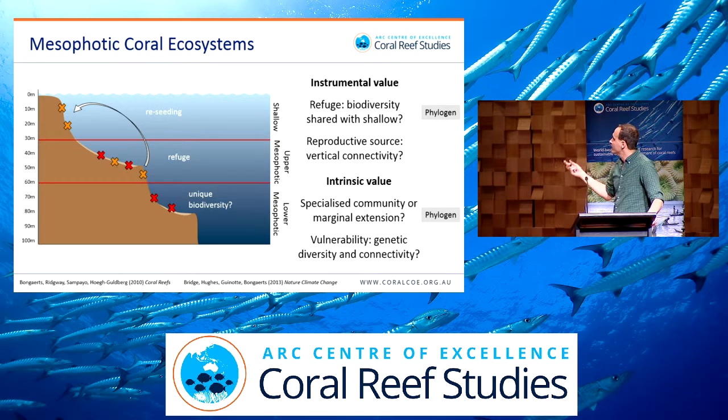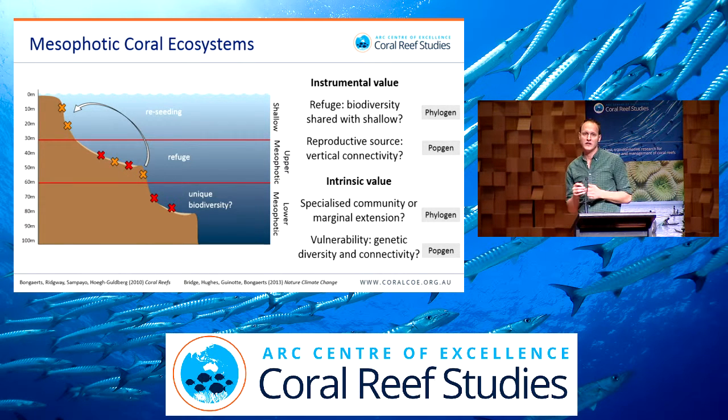So first of all, using phylogenetic methods to really get into that biodiversity question, largely because it's an issue that's not simply resolved with taxonomy, particularly working with deeper reef specimens that inherently look different from what you find in the shallow. And on the other hand, using population genetic techniques to get at this connectivity issue. So both vertical connectivity as well as horizontal connectivity, between different mesophotic reefs.